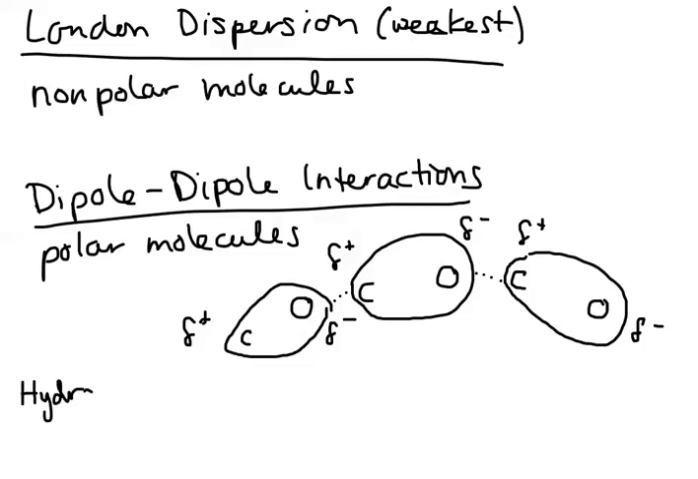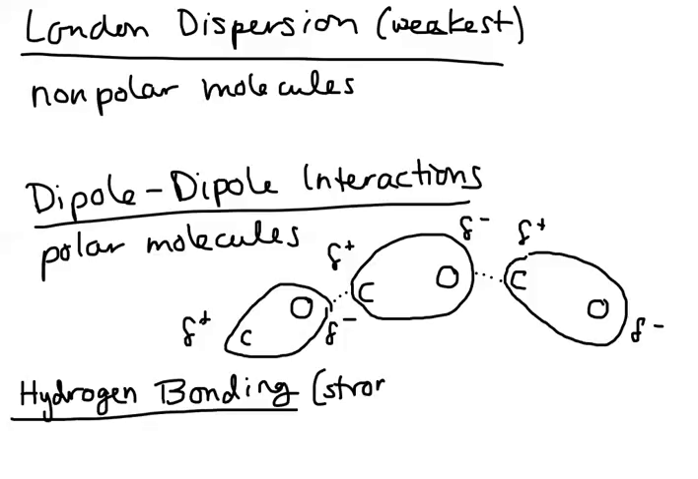The final IMF, intermolecular force, that I'm going to talk about is hydrogen bonding. This is the strongest. It is basically a stronger dipole-dipole interaction. Actually, I'm going to go on to the next page with this one because I want to draw. Does everybody have this down? Can I move on? Okay.